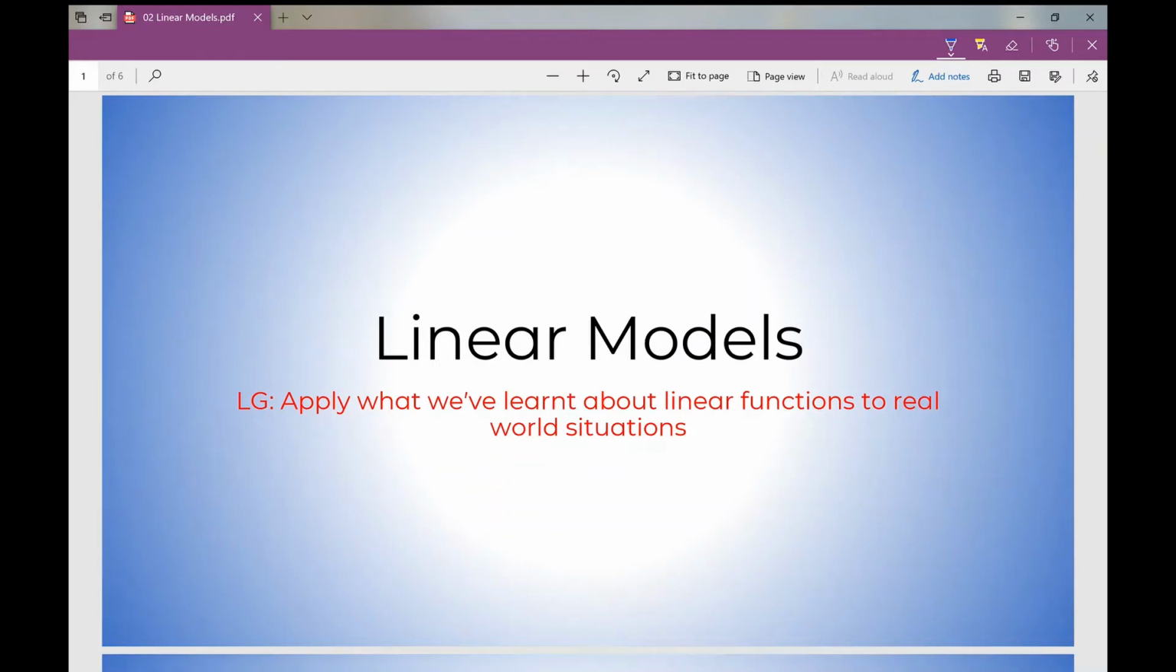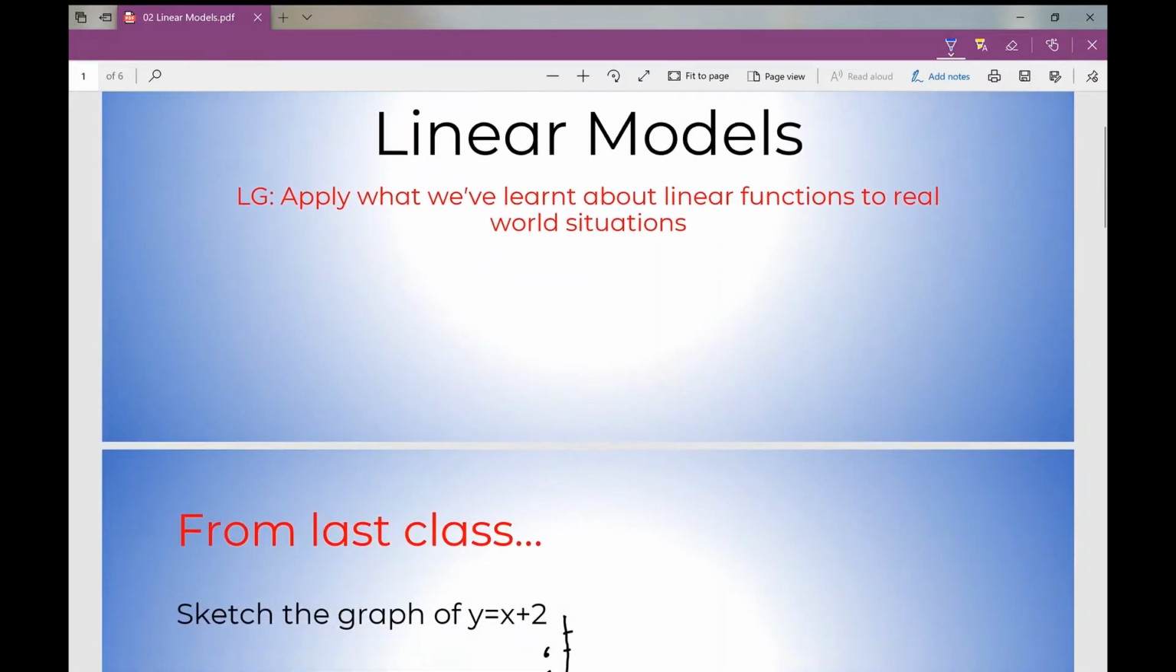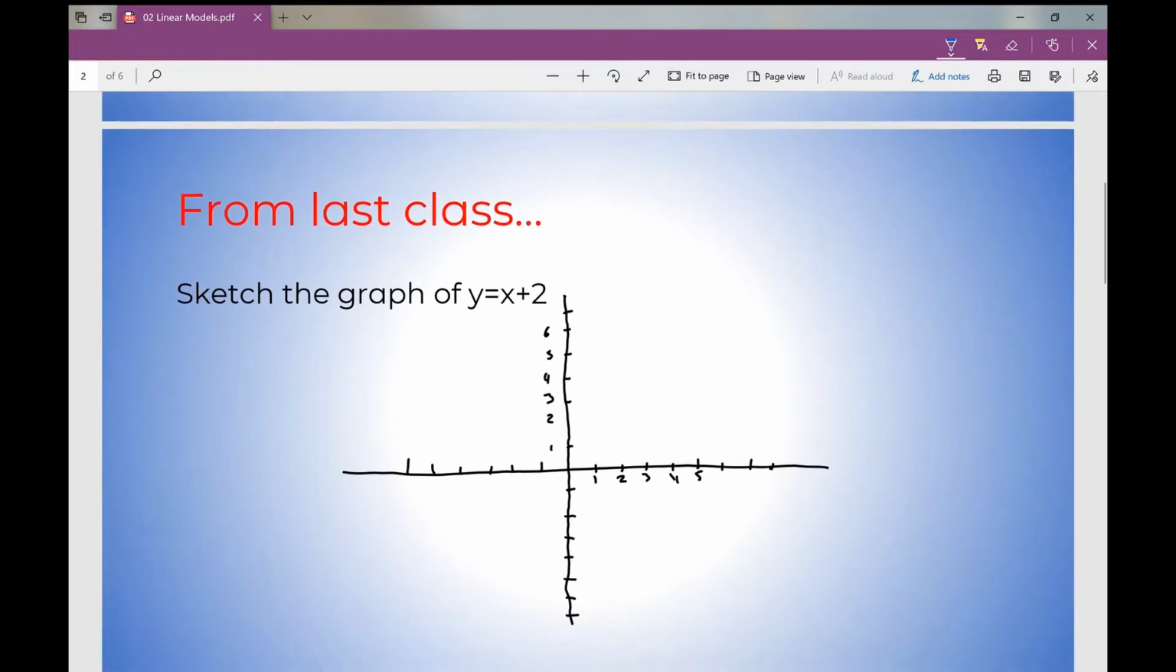Hello Year 12. Today we're going to be taking what we've learned about linear functions so far and we're going to apply it to practical real-world situations. Before we do that, quickly, we're going to just review drawing, graphing a linear function.